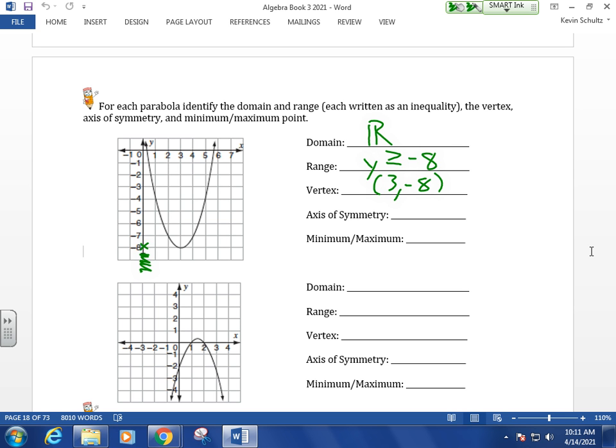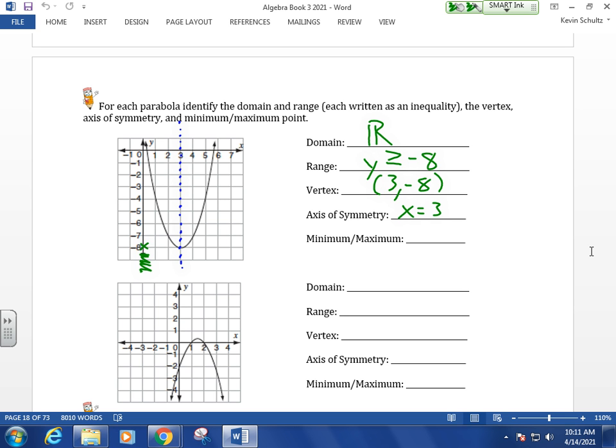What's the equation of our axis of symmetry? Which we finally have one that's not directly on the y-axis there. Here it is, cutting the parabola in half. What's the equation of it, Miranda? X equals 3. Right.